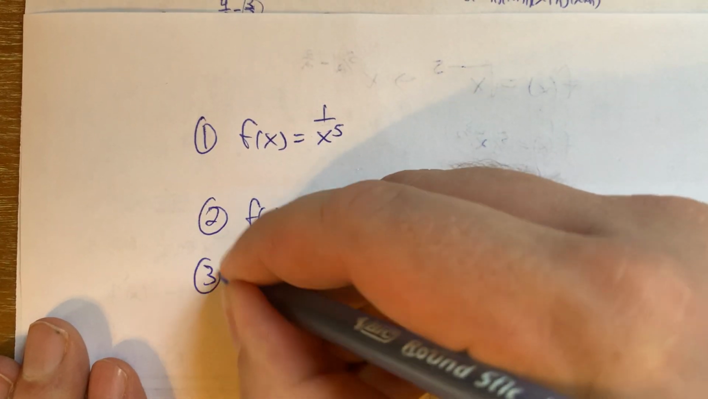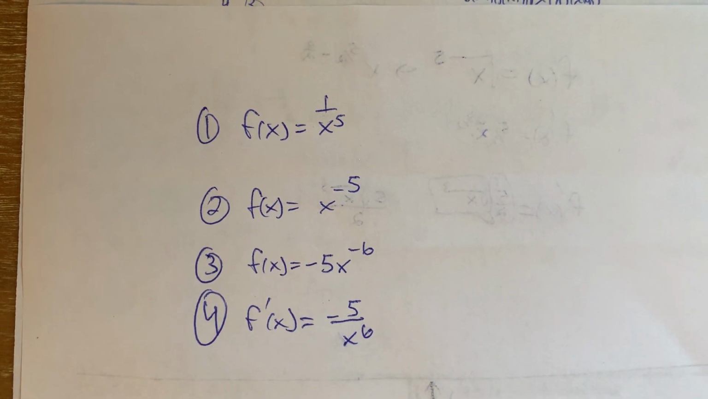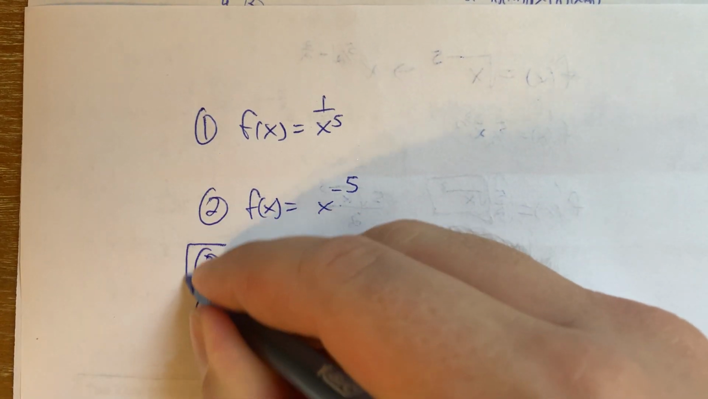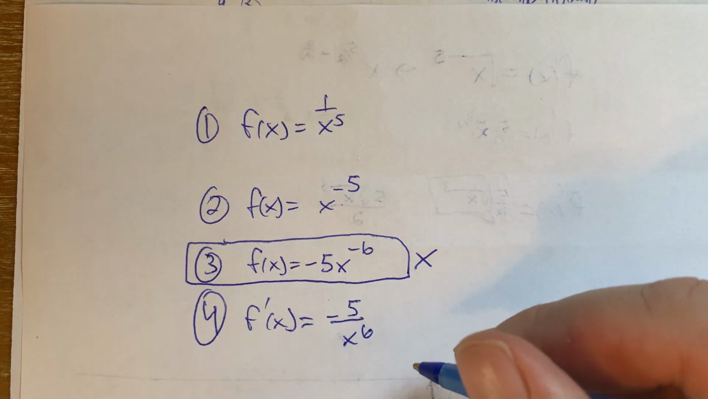Which one of these steps? Is it 1, 2, 3, or 4 that is wrong? 3 of these are correct statements, but one of these is wrong. Which one? The wrong statement is number 3. And the reason the wrong statement is number 3 is because this is not f of x anymore.